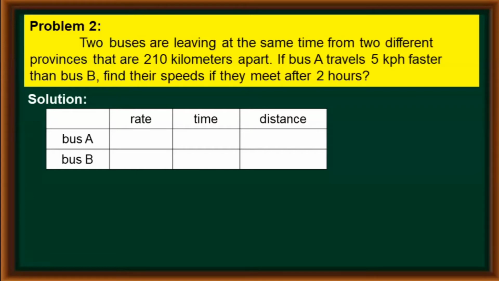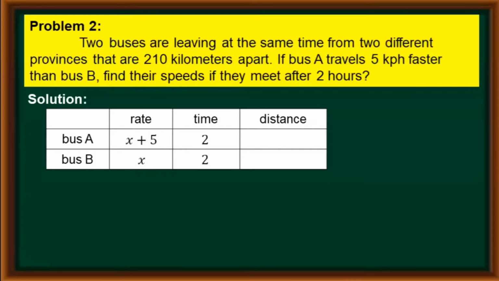Let's focus ourselves to the second column, which is the speed for bus A and bus B. According to the problem, bus A travels 5 kilometers faster than bus B. It means to say that if bus B travels x kilometers per hour, then bus A travels x plus 5 kilometers per hour. Next, for the third column, which is the time, according to the problem, they meet after 2 hours. So the time traveled by bus A and bus B would be 2.